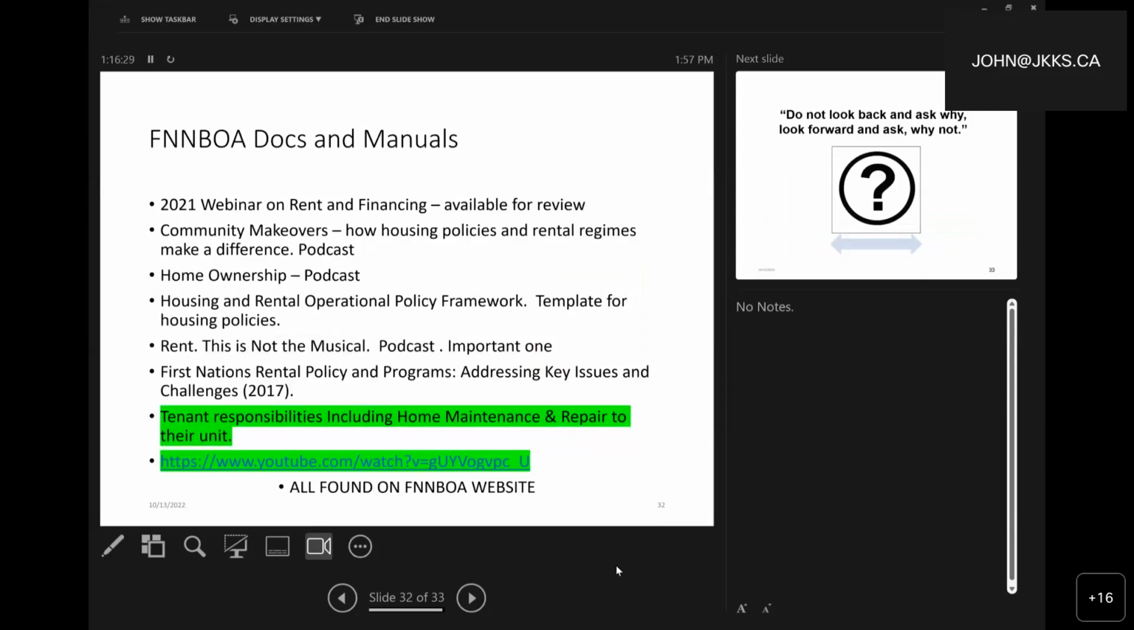Quickly, some core documents are on our website. The tenant responsibilities, including home maintenance repairs, I believe all tenants should be watching. The references are down below, and when you get the link, you should be able to click onto that. We talk about rent, and this is not the musical, it's a podcast. Roxanne Harper gives an excellent explanation about rent. There are a number of podcasts and tools that housing managers can make reference to, or feel free to share with chief and councils and community members.